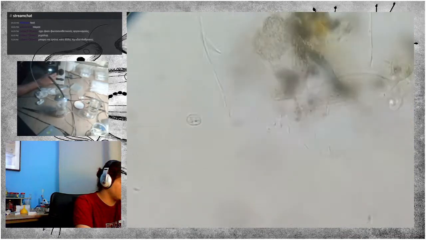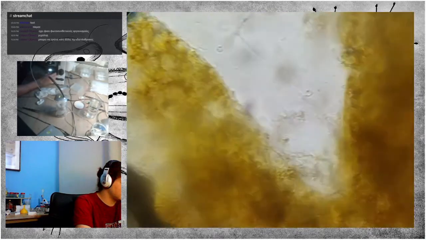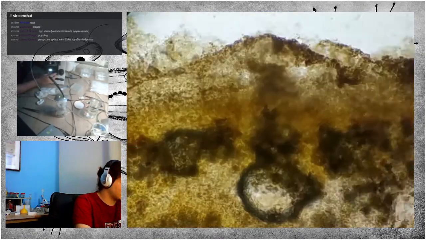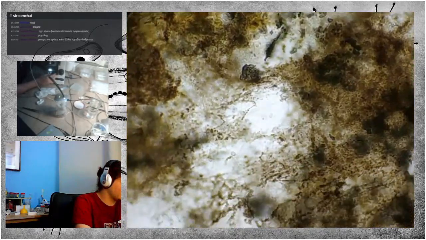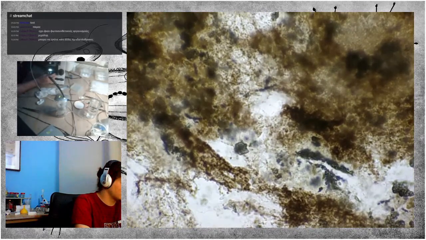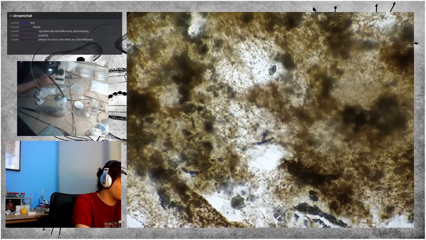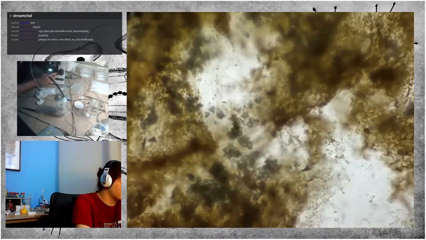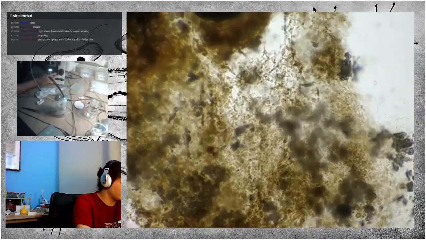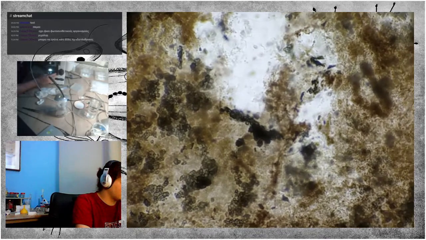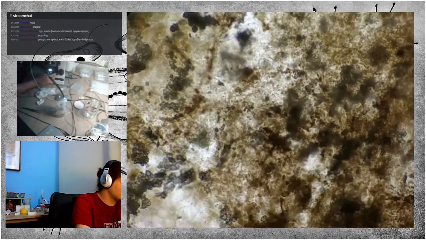So if we don't see the paramecium again, I think the slide doesn't have any more things to offer. Again, I will be keeping the slide. Here it is. For some reason it only moves around the biofilm. I think it is definitely a paramecium.